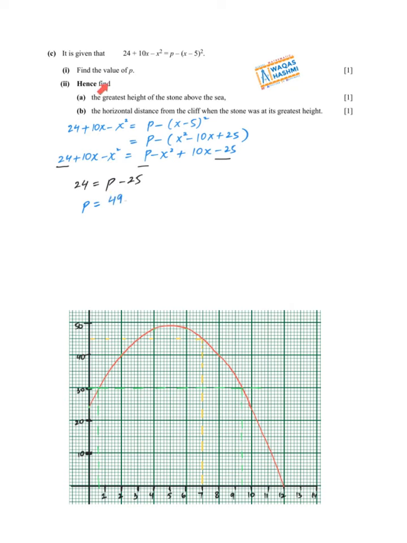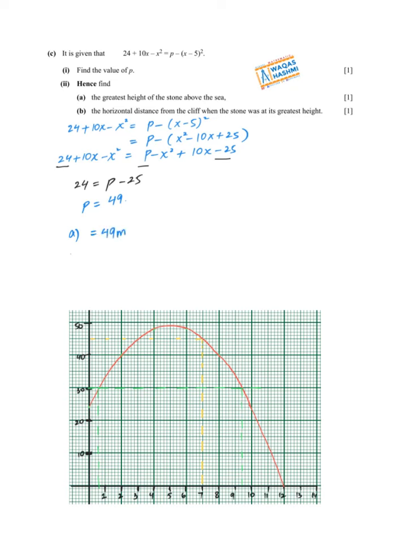After that, hence find the greatest height of the stone above the sea. The greatest height of the stone above the sea is 49, and you can verify this answer from the graph as well. That is the highest height, and its value here is 49. So for the A part, the highest value is equal to 49. It will be in meters.